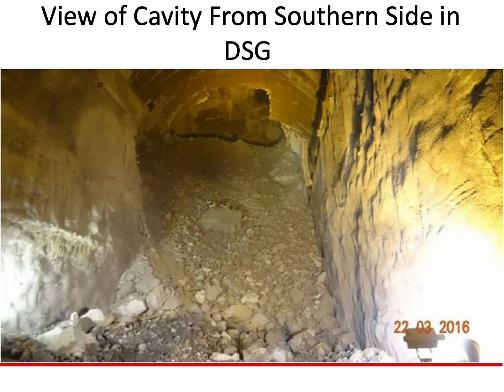The view of the cavity from the southern side in the Downstream Surge Gallery. So this is the fallen rock mass and this is the cavity which extends. This is the ripped portion of the ribs, and it extends 70 meters along the length, and the cavity extends 91 meters above the crown, and it extends 45 meters in width.